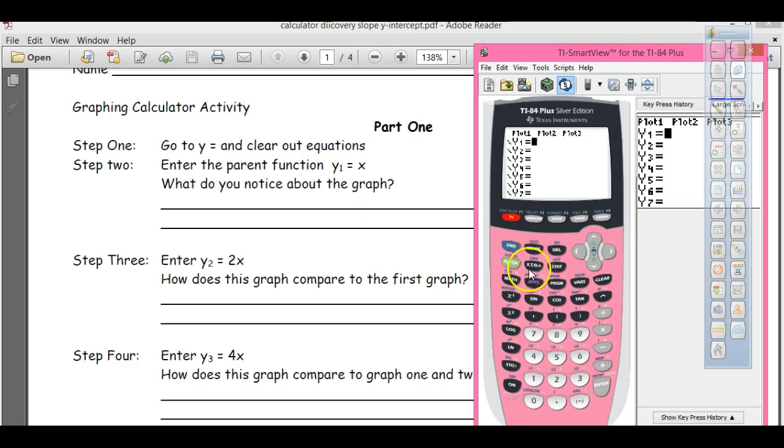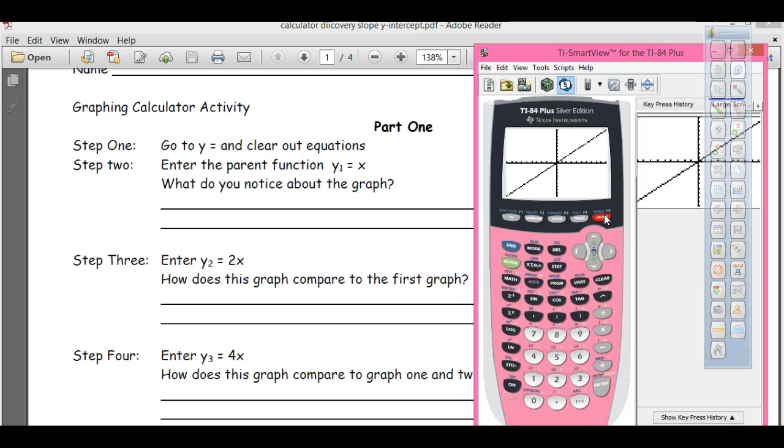So this is our x that we're always going to use, and we're going to be using these quite a bit. It's underneath your mode. It's like X,T,theta,n. If you hit that button, an x shows up. So it's y equals x. Hit graph. Top right-hand corner, big button that says graph.